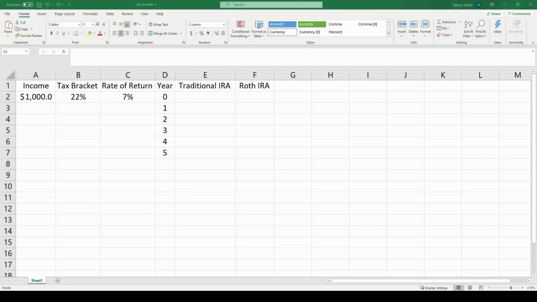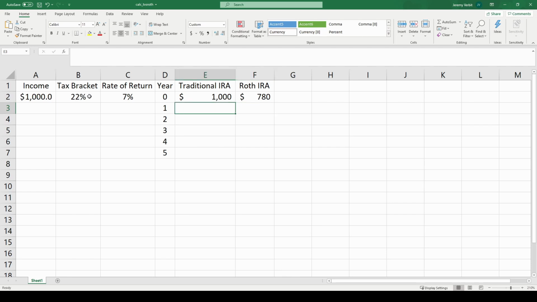Now let's imagine I have $1,000 of income that I'm taxed at the 22% tax bracket with a 7% rate of return over the course of 5 years, and I want to compare how contributing to the traditional IRA will compare against contributing to a Roth IRA. For the traditional IRA, I take my $1,000 of income and put it there. For the Roth IRA, I can't put in the full $1,000 because I'll be taxed on my $1,000 of income. So I want to actually type in 1,000 times 1 minus my tax bracket. So I'll actually be contributing $780 after taxes.